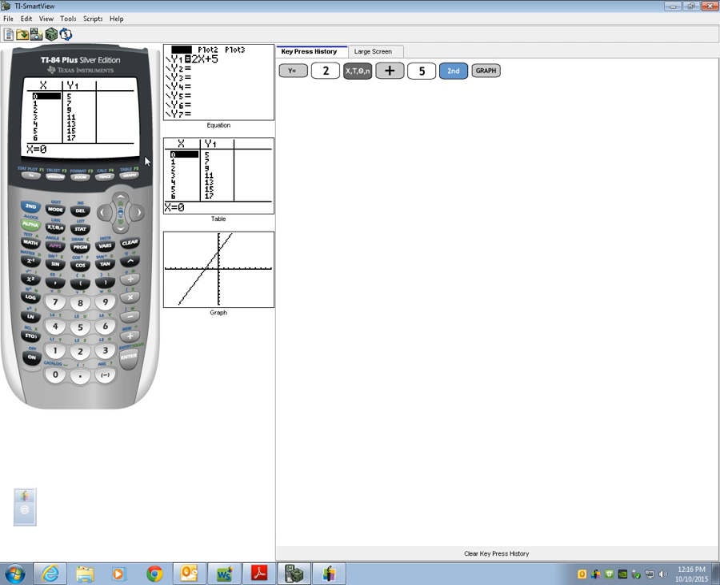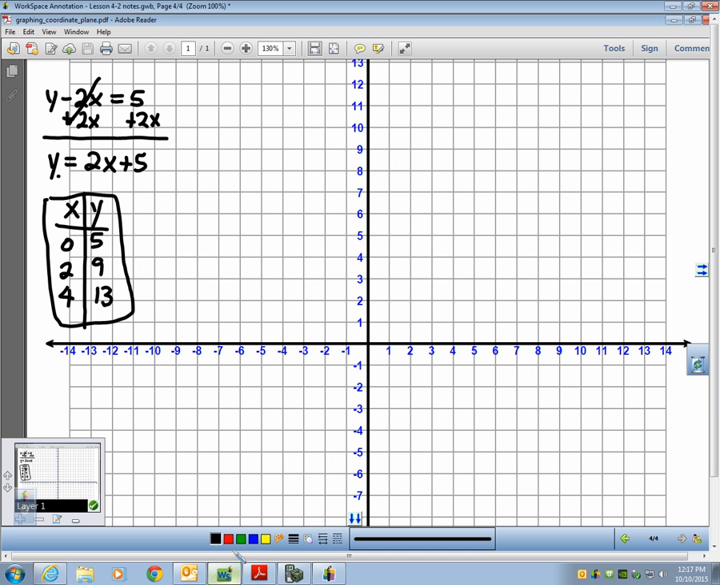Okay, so that's how you can use your calculator. Now see, if you don't put the equation in slope-intercept form, if you keep it in standard form, your calculator isn't going to help you. Okay, let's plot these points. Here's 0, 5. Here's 2, 9. And here's 4, 13. It's kind of going off my page a little bit.